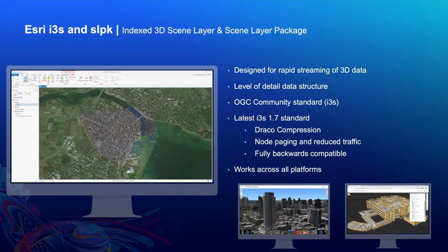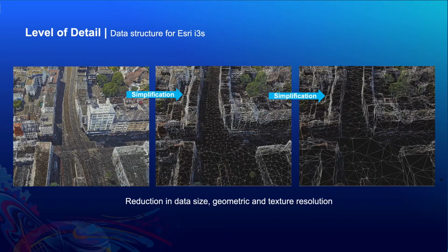On the next slides, I'm going to be talking about the level of detail structure that makes up the core of what makes i3S so powerful. On the left side, you see a full resolution representation of the mesh with its wireframe, and what you can see is there's really a high number of triangles that make up the surface. Now, this is already a lot less data than it being represented by points.